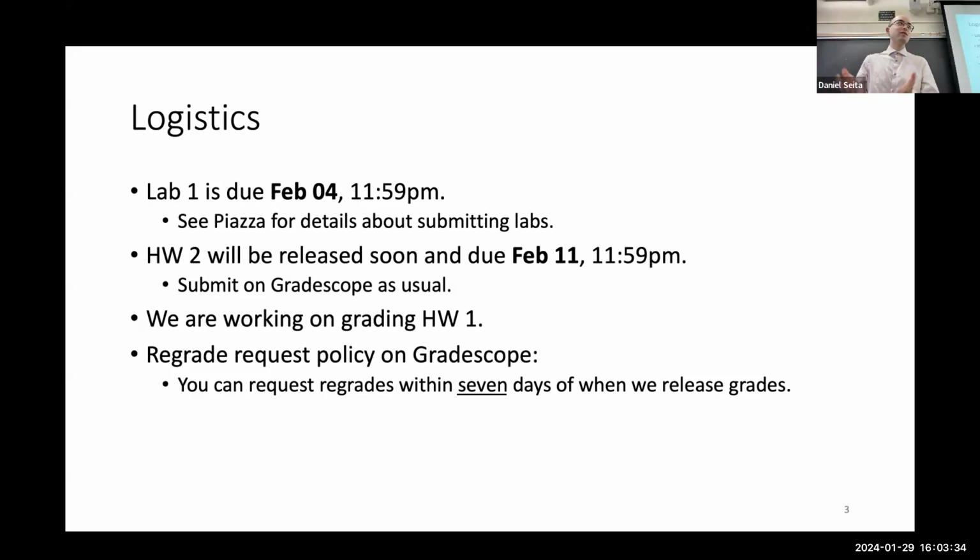Because otherwise, what I found in the past, if you don't have that limit, is that at the end of the course students see that they have an A-, that they're half a point from an A, and then there's a long line of people who come to my office at the end. So we're just trying to make sure that you request it within a reasonable time span.